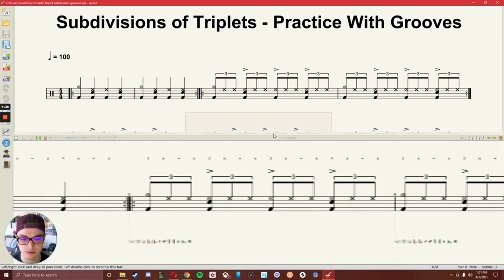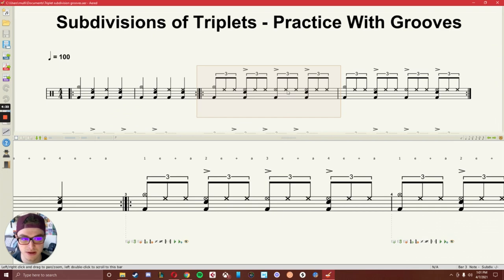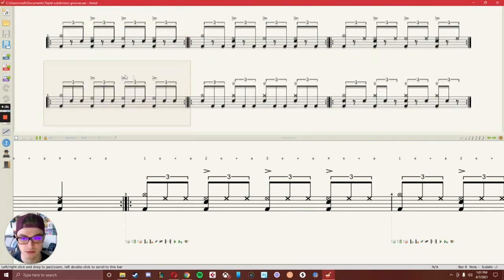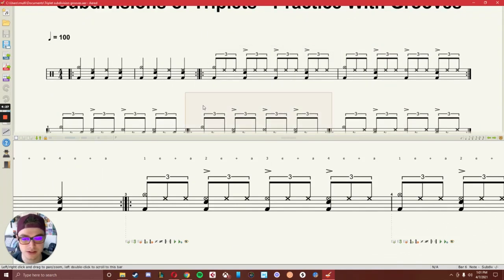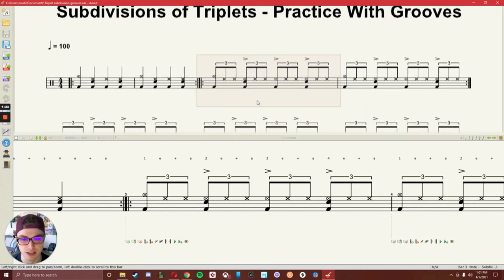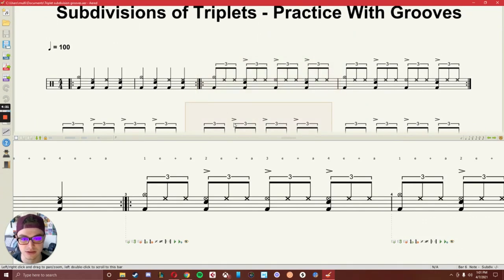And then we move on to triplets. I'm going to break these down so you'll understand what this is going over. All of these are just different ideas of grooves that you can play with just triplets. I'm not even going into the 16th note triplets, which are 1, 2, 3, 4, 5, 6. Instead, we're just doing 1, 2, 3, 1, 2, 3, 1, 2, 3, 1, 2, 3. That's faster than this pulse, but that's the main idea.